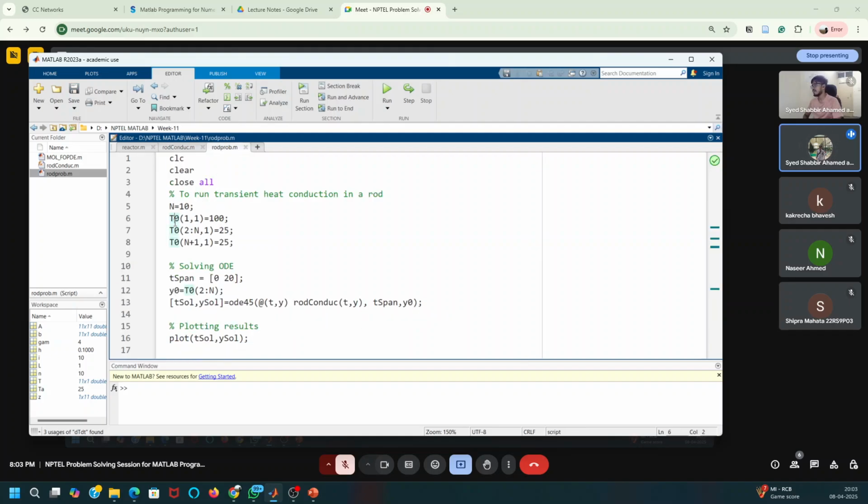And then I will solve it. I'm giving n equal to 10 here, and then I have to initialize the temperature. I have to give the initial values because I have converted this into an ODE, which is now an initial value problem. All these ODEs are initial value problems because they are with respect to time. So I have to give the initial values for temperature at all nodes. At the first node, the temperature is 100, and at all the other nodes, the temperature is 25 because it is given in the problem.